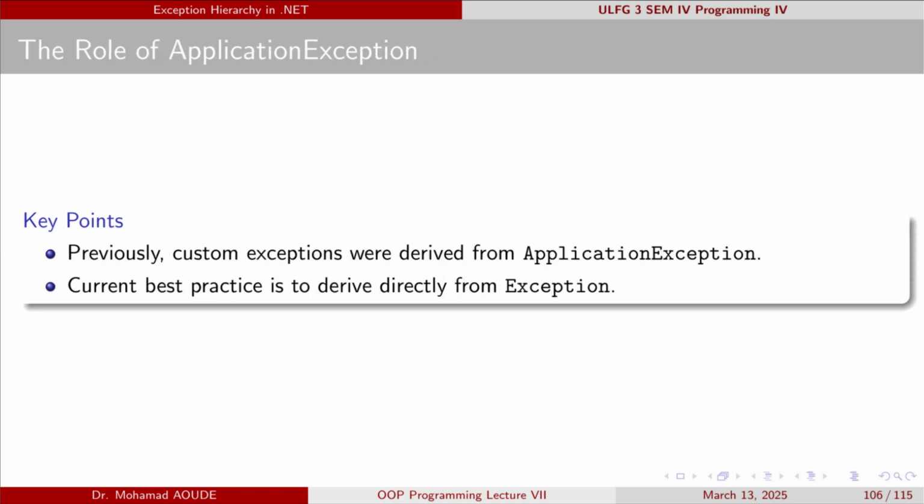Historically, ApplicationException was used for user-defined exceptions. However, Microsoft now recommends deriving custom exceptions directly from Exception to avoid confusion and simplify the hierarchy.